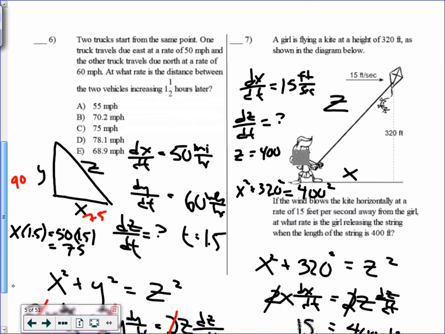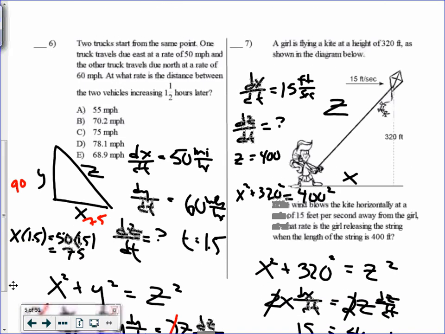Oh, all right. Well, this might be overwhelming for you. Maybe I should take a picture of it. Well, let's just see. First of all, you have this kite. It's flying away, right? A girl's flying a kite at a height of 320 feet. So the height of the kite is not changing, and that's why I could put a 320 on it. But as it's being let out, the wind blows the kite horizontally at a rate of 15 feet per second away from the girl. At what rate is the girl releasing the string when the length of the string is 400?